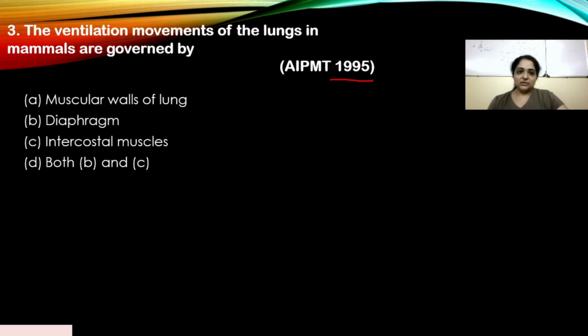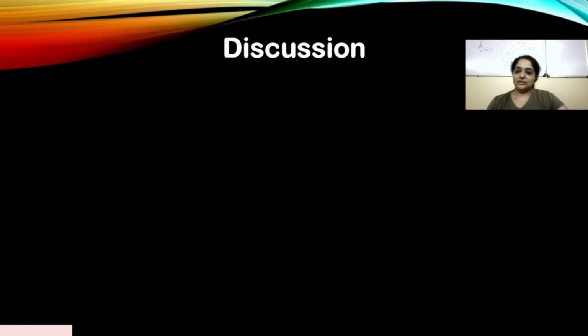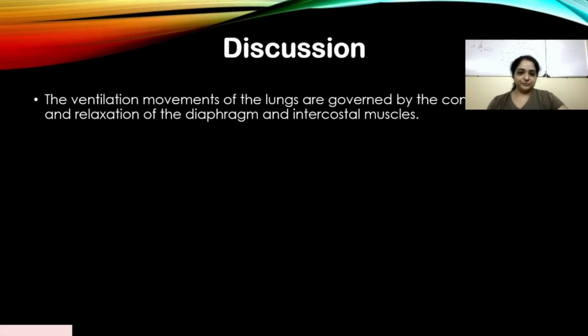Okay, so A is muscular walls of lung. No, not really. That can't be the right answer. B is diaphragm. Yes, diaphragm does play a role in the ventilation movement. C is intercostal muscles. Yes. D, both B and C. So the correct answer should be D. So if you've written down D, that means that you've got the answer correct. And let's look at the explanation here.